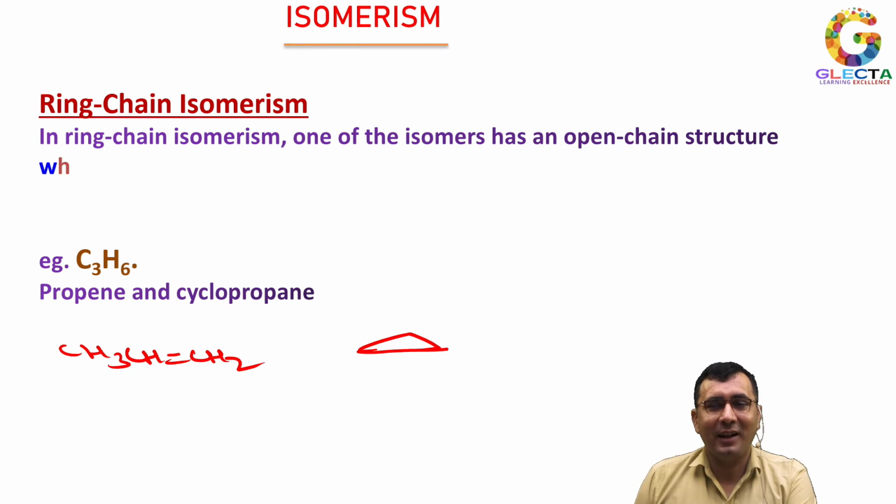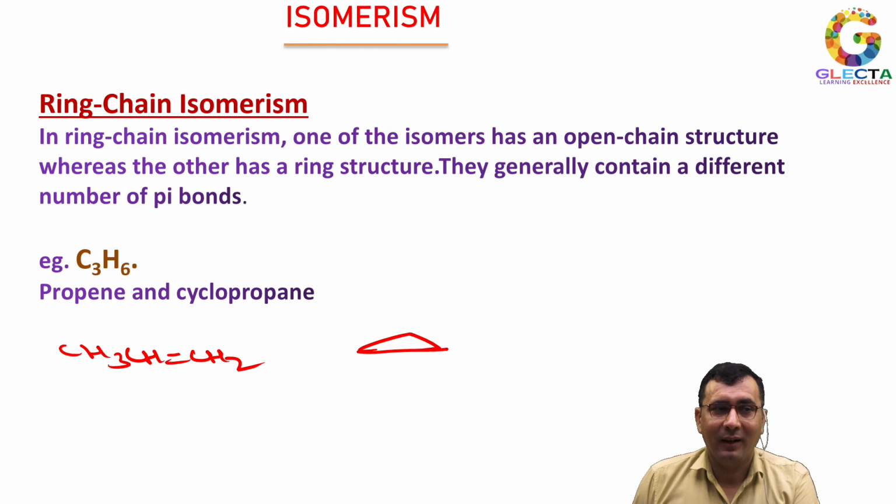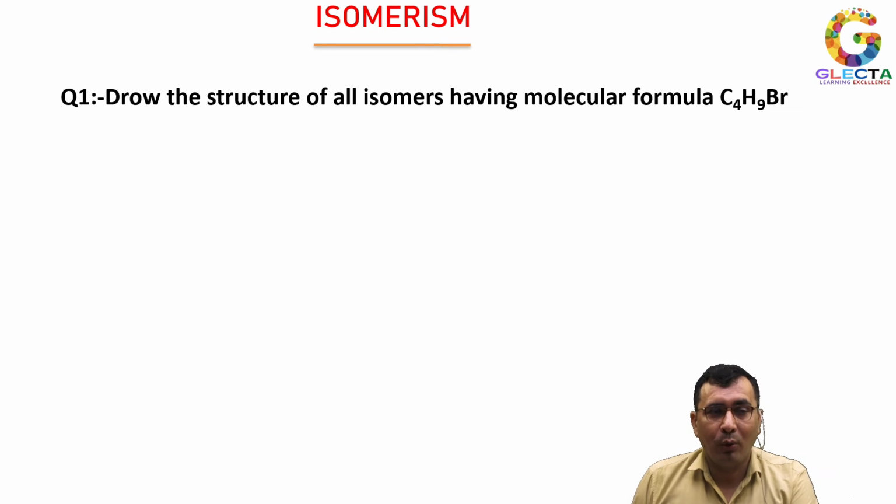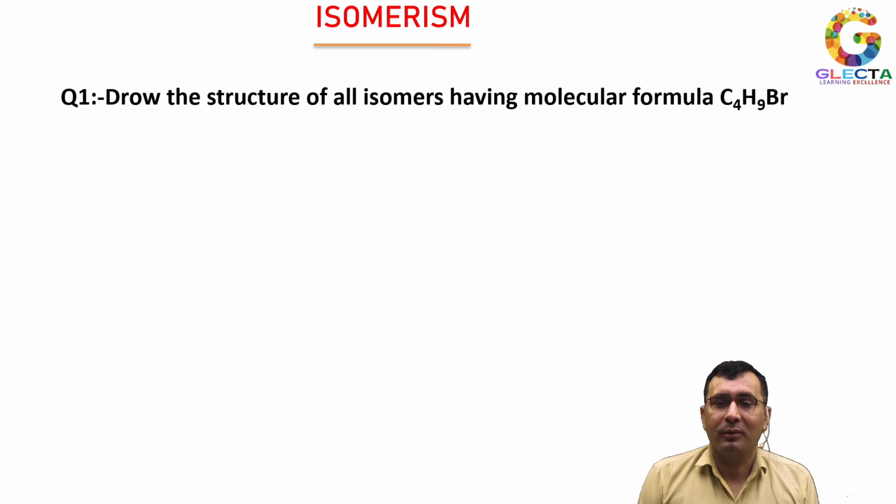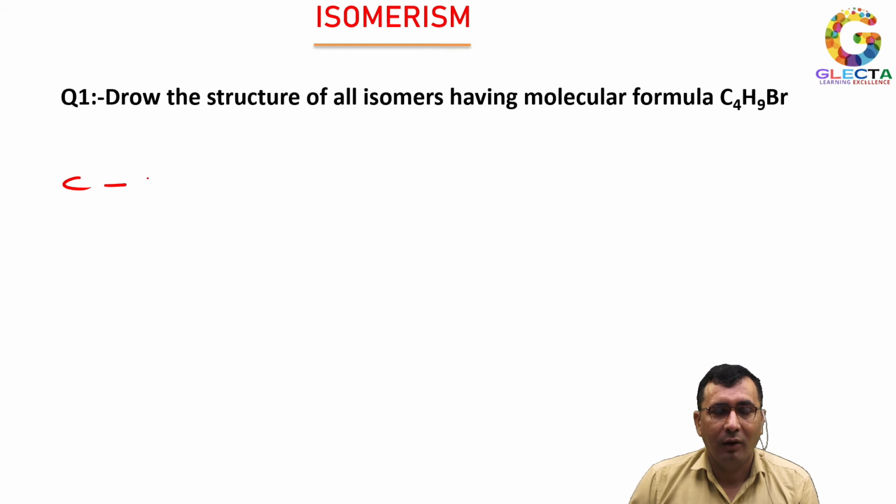Now let us take an example for the exercise. For you especially, draw the structure of all isomers having molecular formula C4H9Br. How will you draw the structural isomers of C4H9Br? So let's draw with me. 4 carbons in a chain. First we make 4 carbons, there will be 3 carbons, 2 carbons here, and 2 carbons here, and we are making CH2Br.